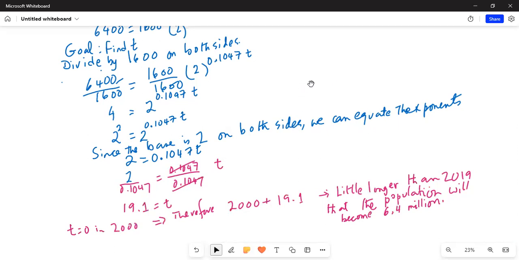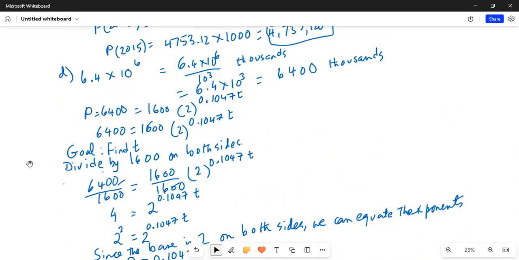I need to find the year in which the population becomes 6.4 million. Million is 10 to the power of 6, so I wrote 6.4 times 10 to the power of 6. But the equation expresses the population in terms of thousands. So I divided by 10 to the power of 3, which is 1000, to make it compatible with the equation. The million has been converted to thousands, which becomes 6.4 times 10 to the power of 3, or 6,400, equivalent to 6.4 million.